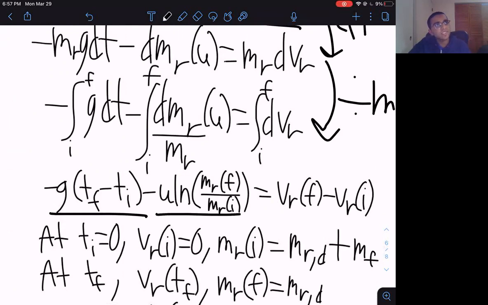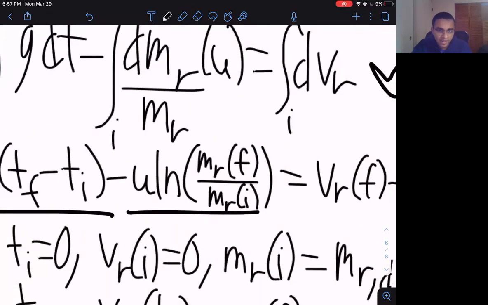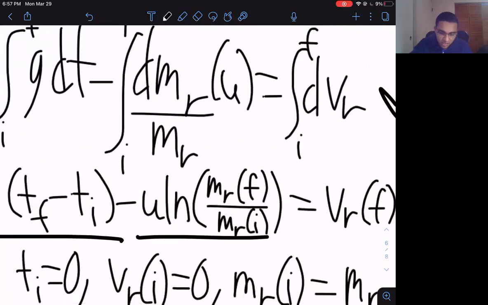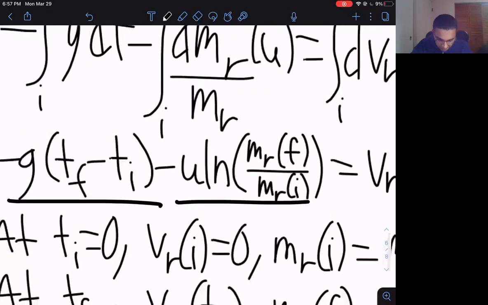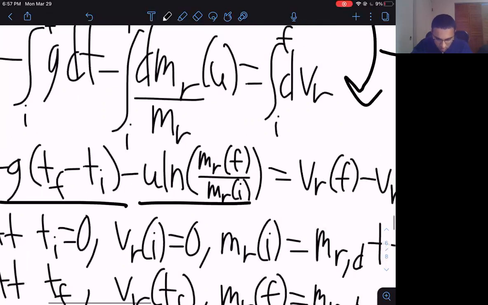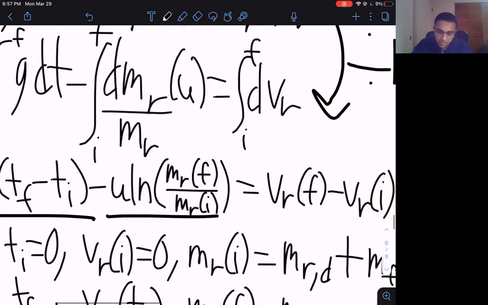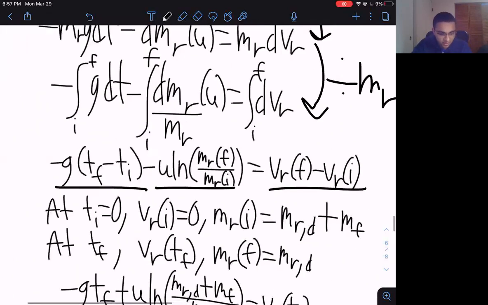Where did that come from? You know calculus. You have the really cool idea that the integral of 1 over x dx is the natural log of the absolute value of x, for example. And so from there, you just evaluate it at the initial mass and the final mass. And u is like a constant here now. All right, and then you just integrate from the initial velocity to the final velocity to get that.